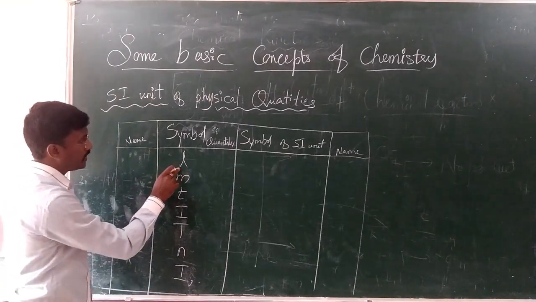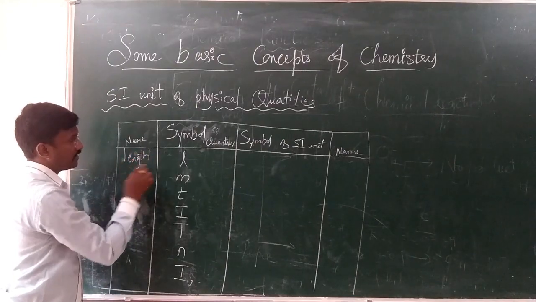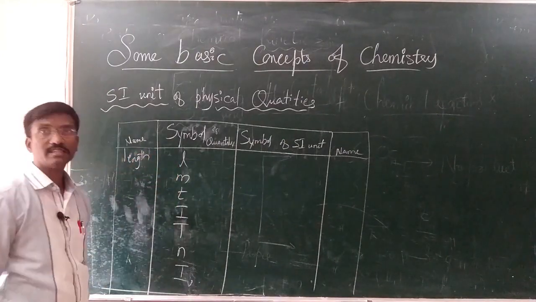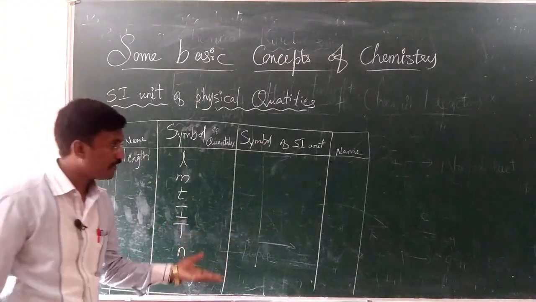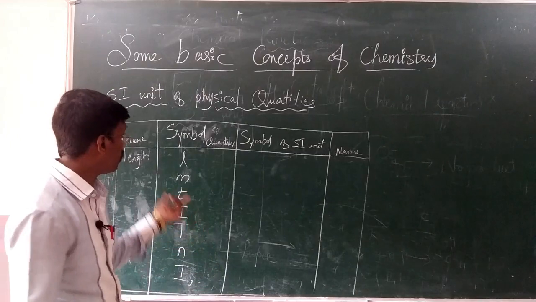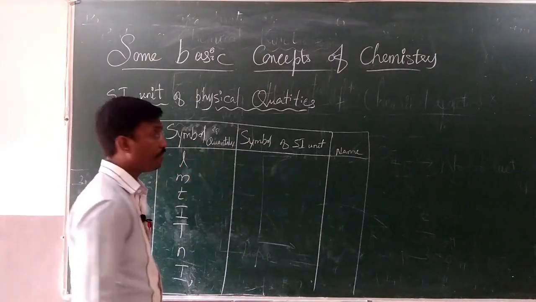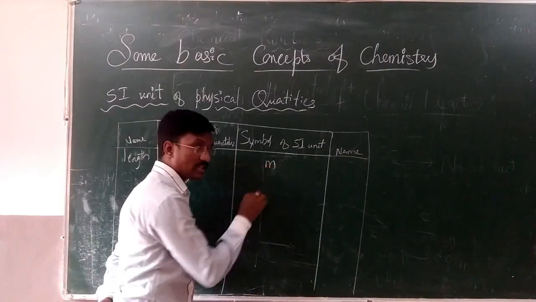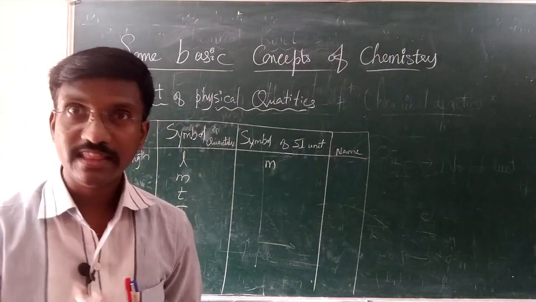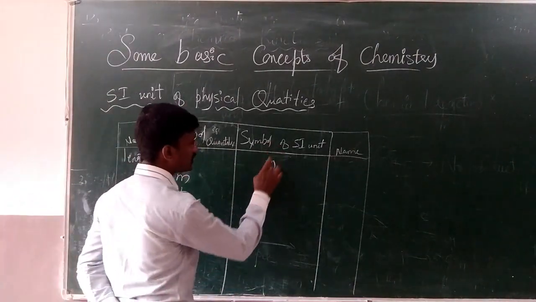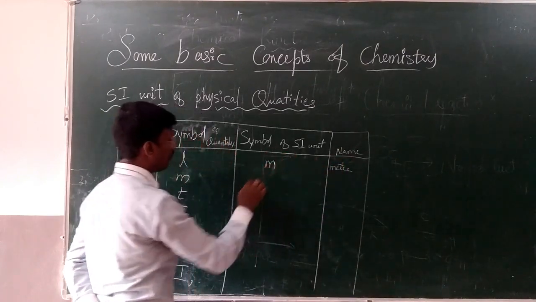Why? Because L is nothing but length. The length symbol we represent as L. The length of this board may be 1 meter, 1.5 meter, or 2 meter. We measure length in meter, not in centimeter, not in kilometer, not in dm cube. Never. The SI unit of length is meter. The name is meter, and the meter symbol is m.